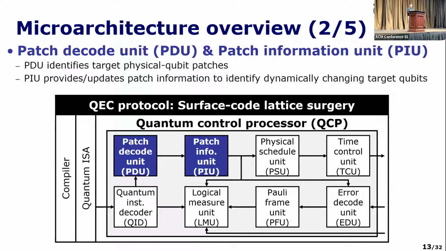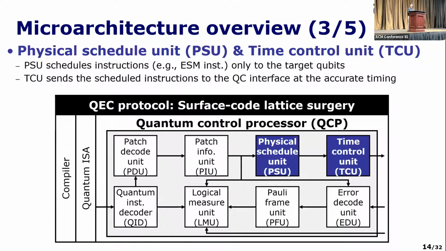First, patch decode unit identifies the target physical qubit patches. Then, patch information unit provides or updates the target patches information, which is the key to identifying dynamically changing target qubits. With the patch information, physical schedule unit schedules instructions only to the target qubits. Time control unit sends the scheduled instructions to the QC interface at the accurate timing.